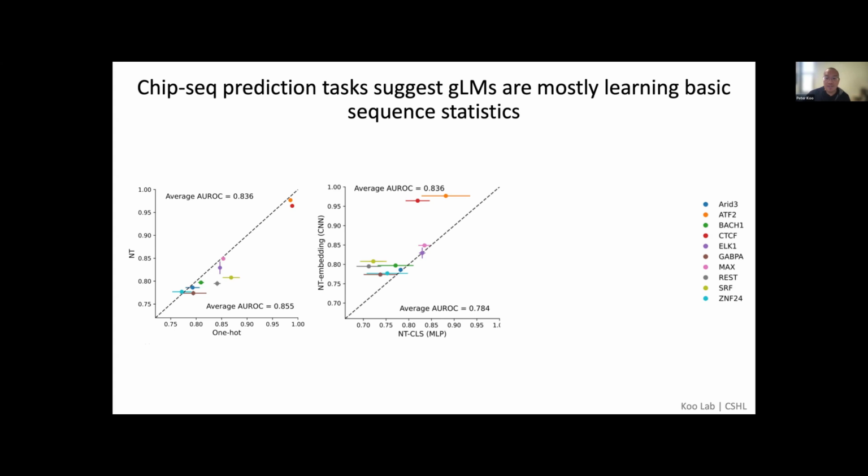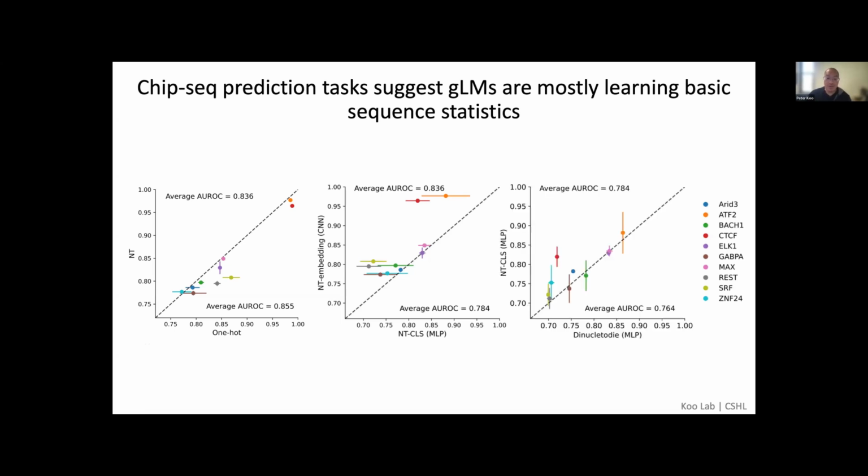And so the CNN trained on the full embeddings performed better than the MLP, indicating that positional information indeed matters here. And as a control, we also trained an MLP just using dinucleotide frequencies of the sequence, and found that the performance was quite similar to the CLS token on average. And so this suggests that the CLS token might mostly encode low-level sequence statistics, such as dinucleotide frequencies.